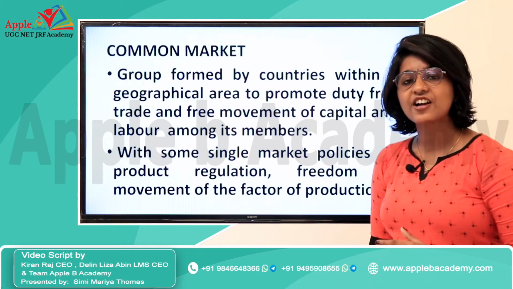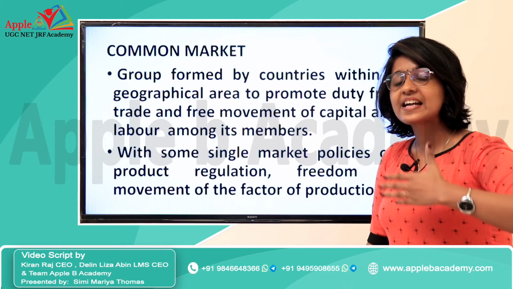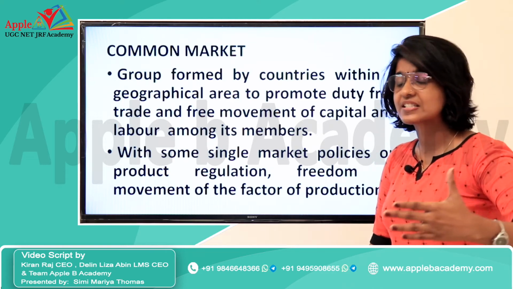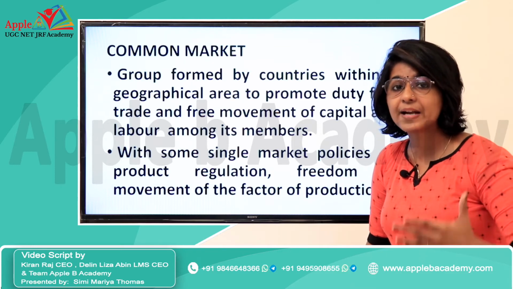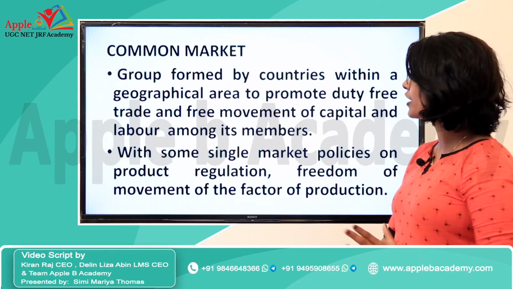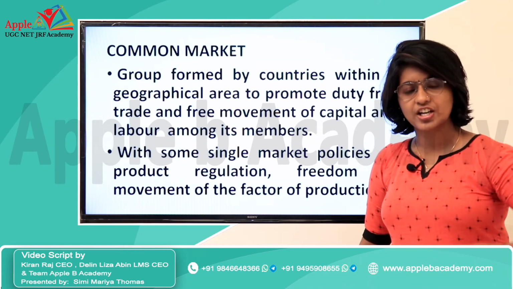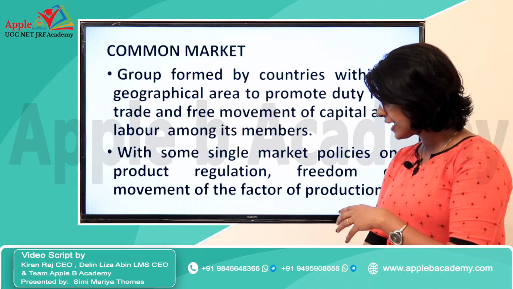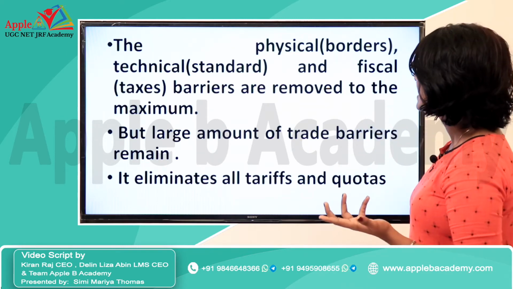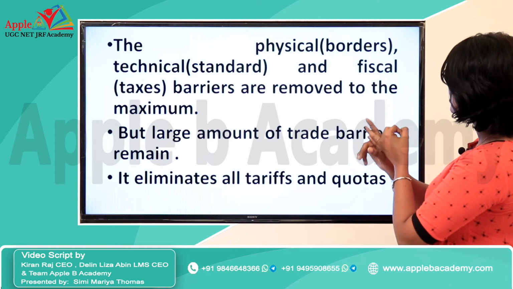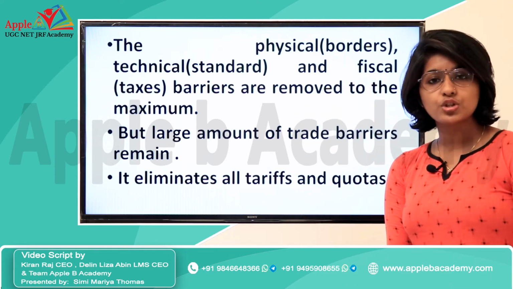and freedom of movement of the factors of production. So when we consider the common market, there is free mobility of goods and services, and free mobility of factors of production like capital and labor within the participant countries. Okay, so that is common market. This is also another phase of economic integration. So customs union plus free factor mobility will give you the common market, and the physical, technical and fiscal barriers are removed to the maximum when it comes to the common market.